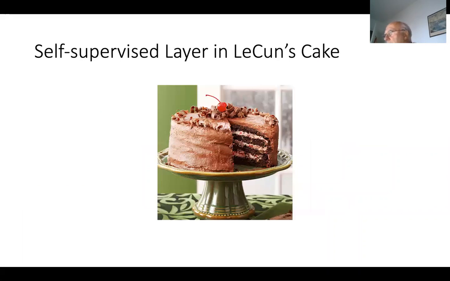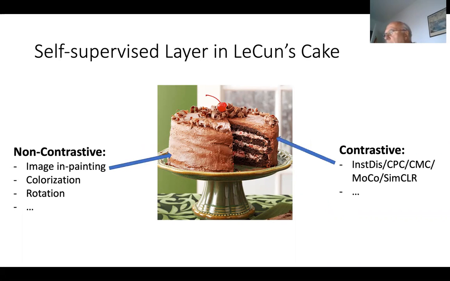Probably you are familiar with LeCun's cake analogy about self-supervised learning, where he thinks self-supervised learning is really the cake layer, where the data itself provides millions of information bits. So you can use the data to supervise the data itself to learn good representations.